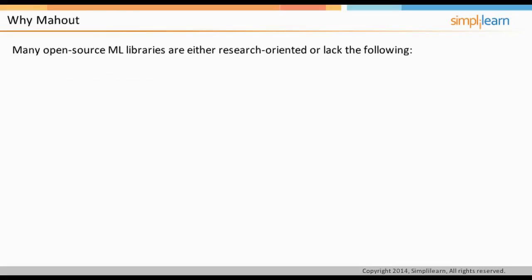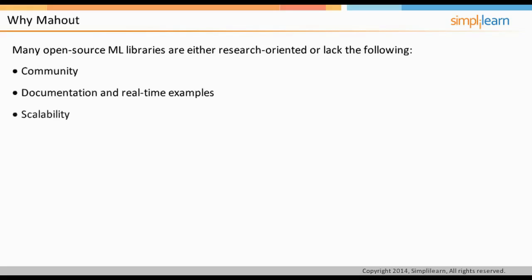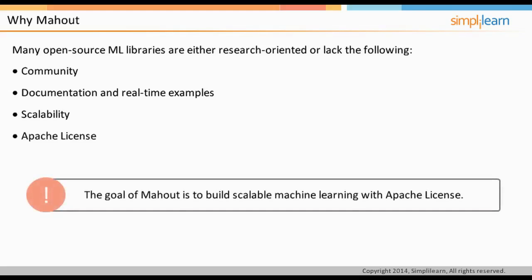In this screen, we will discuss why Mahout is important. Machine learning is a challenge because many open-source ML libraries are either research-oriented or they lack community, documentation, and real-time examples, scalability, and Apache license. The goal of Mahout is to build scalable machine learning libraries with an Apache license. In the next screen, we will discuss the features of Mahout.